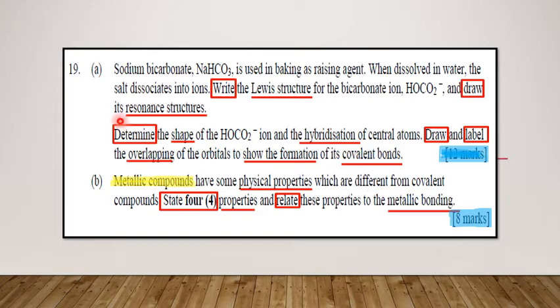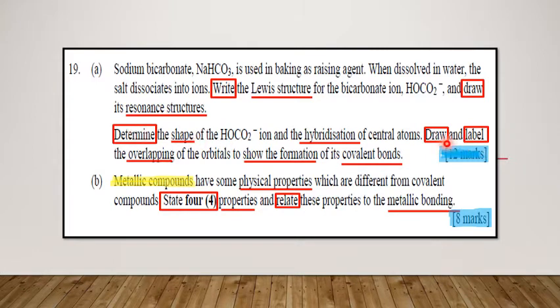The first one, determine. Okay, you have to understand determine or state is a very brief answer. You just determine. Just tell me, what is the shape for the bicarbonate ion? And hybridization. So just determine what is the hybridization of the central atoms. Alert, central atoms. Meaning that for this structure, there is more than one central atom. Okay, so there are 2 questions.